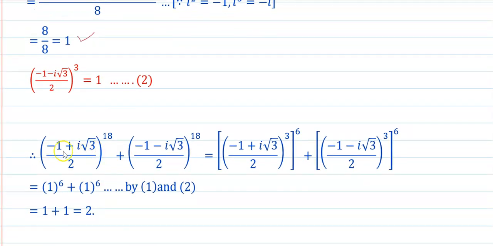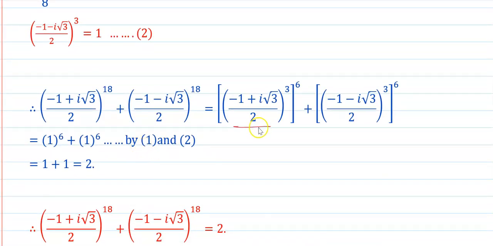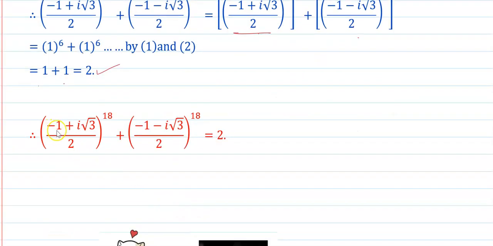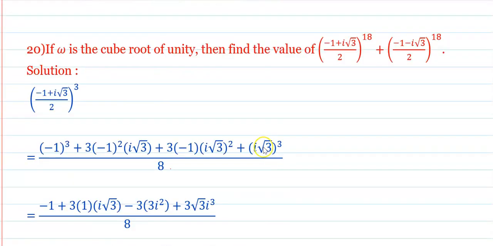Okay, now see this. We have to find the value of ((minus 1 plus i root 3) upon 2) raised to 18. But here, when we took its cube, what was the value? Its value was 1. Both times the value is 1. Its value is 1, 1 raised to 6, and the value of this one is also 1. 1 raised to 6 means what? 1 plus 1, that is 2. And hence ((minus 1 plus i root 3) upon 2) raised to 18 plus ((minus 1 minus i root 3) upon 2) raised to 18 is equal to 1 plus 1, which is equal to 2. You can see the normal expansion that was done again.